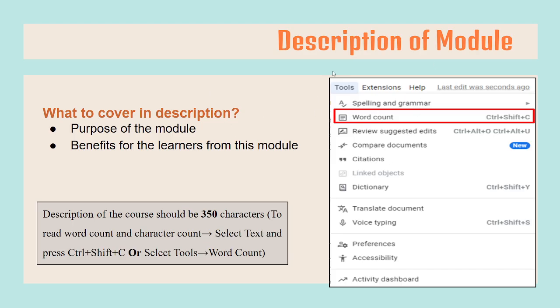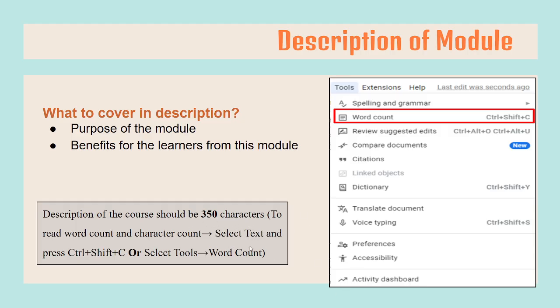So when you are typing, we have also given the description of the module. It should have these two things: what is the purpose of this module, and the benefits for the learners by doing this module. When we write the description of the course, it should say the purpose of the course and what will be the benefit for the learners by doing this course. This is the content that has to be given. How many characters?